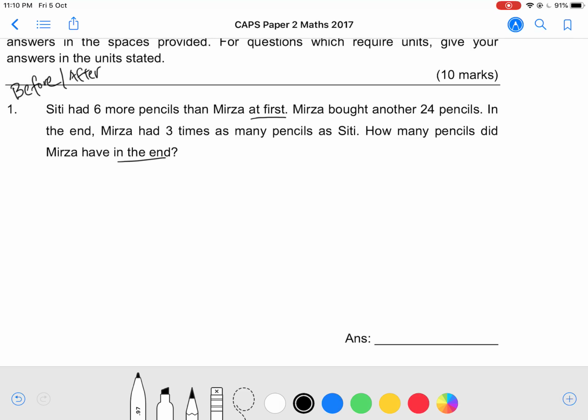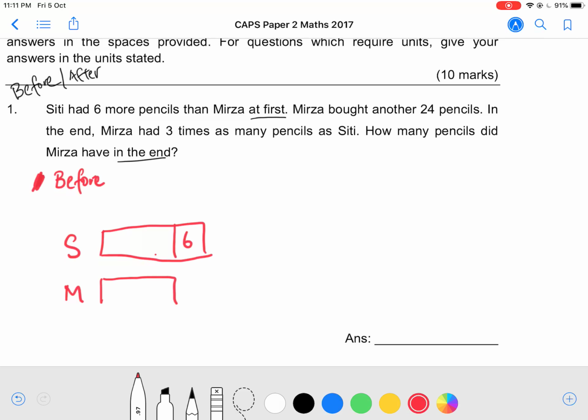So we start off with before first. City had 6 more pencils than Mirza at first. Alright, so if you remember in the class, we said that we can use color coding to represent before. So we're going to have City and Mirza, with City having 6 more pencils than Mirza. So these are all before that.